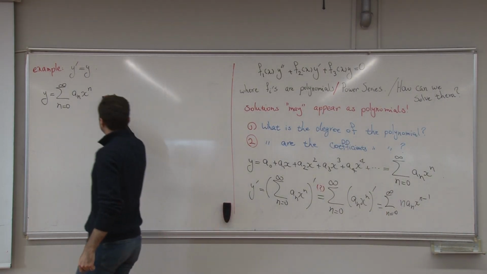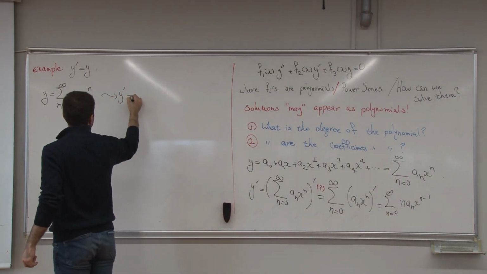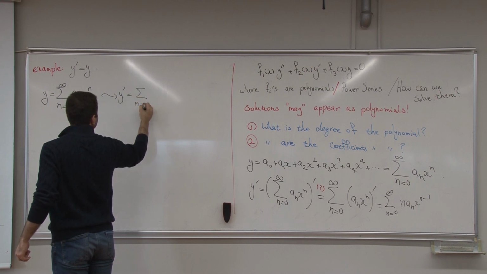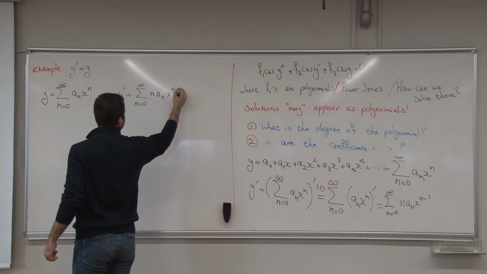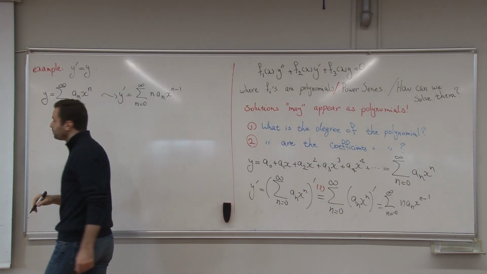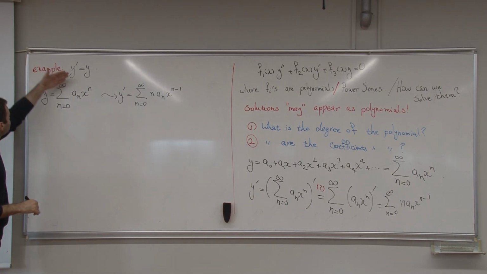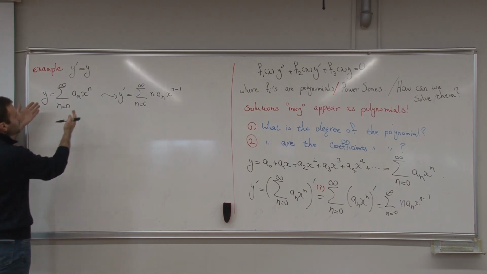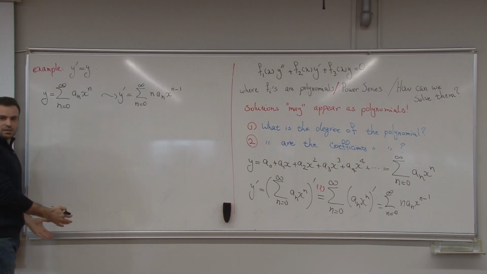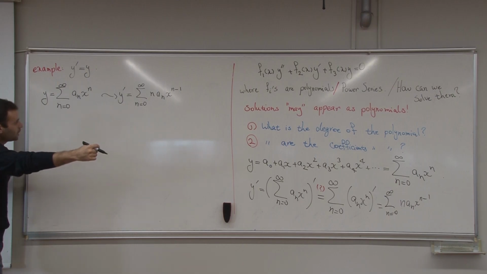Let's take the derivative as we have done over there. What is our y prime then? The sum for n from 0 up to infinity of n a_n x to the power of n minus 1. Okay? We need to plug it into the equation, and after plugging it in, we need to find the relation between these coefficients that we are having. Let me first write it in open terms, okay?